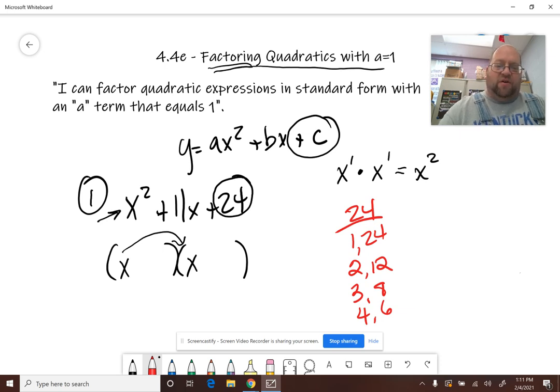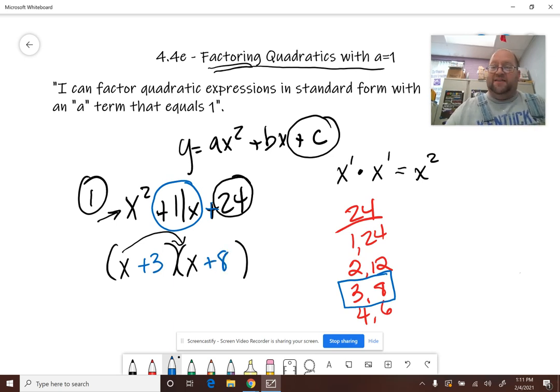Now we're going to focus on our b term right here because now notice I have an addition symbol right here. So now I'm looking for 2 numbers in this list that will add up to a positive 11, okay? So look at this list of numbers. What two numbers add up to a positive 11? Well, it's right here, right? 3 plus 8 adds up to 11. And so guess what? Those are our two terms that go in right here. So I'm going to put a positive 3 and a positive 8. And that's it. We found the answer.